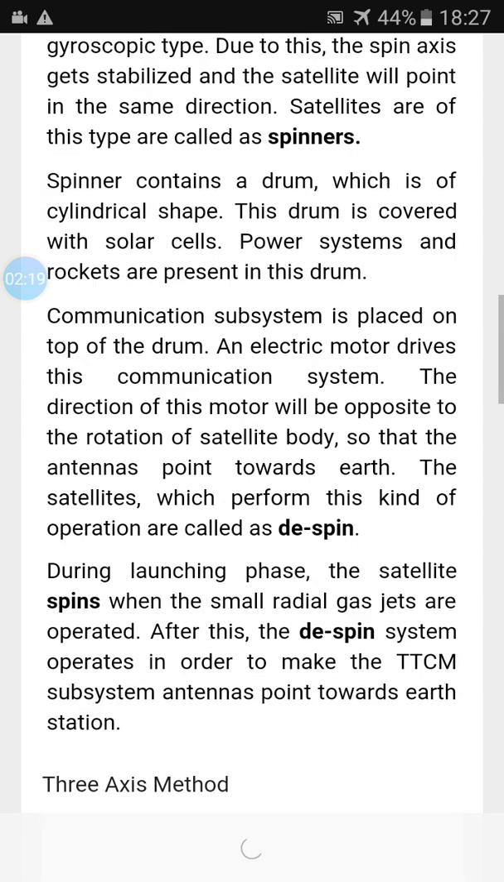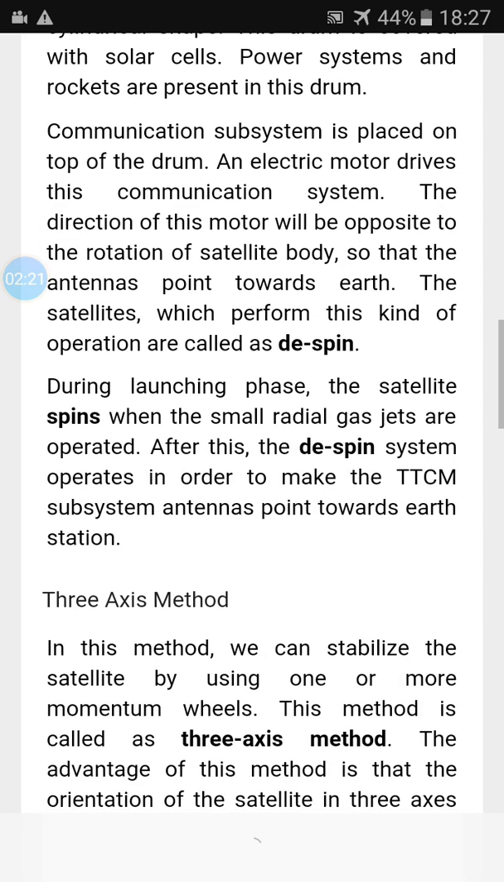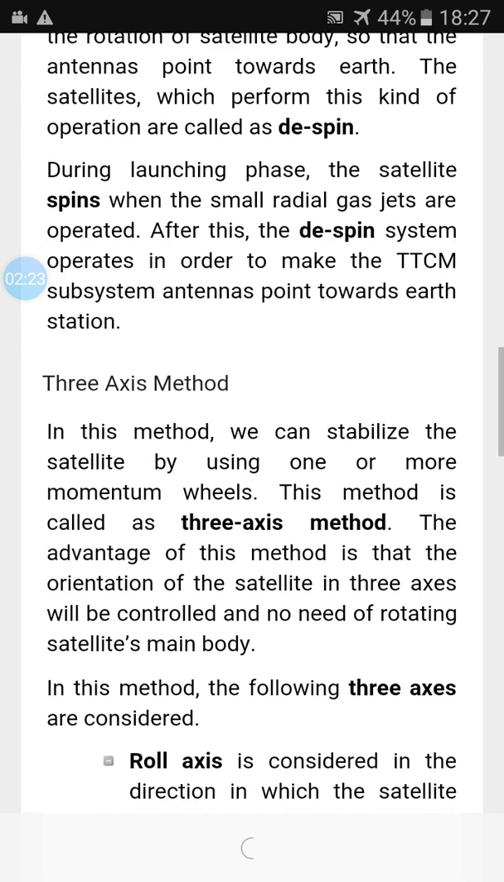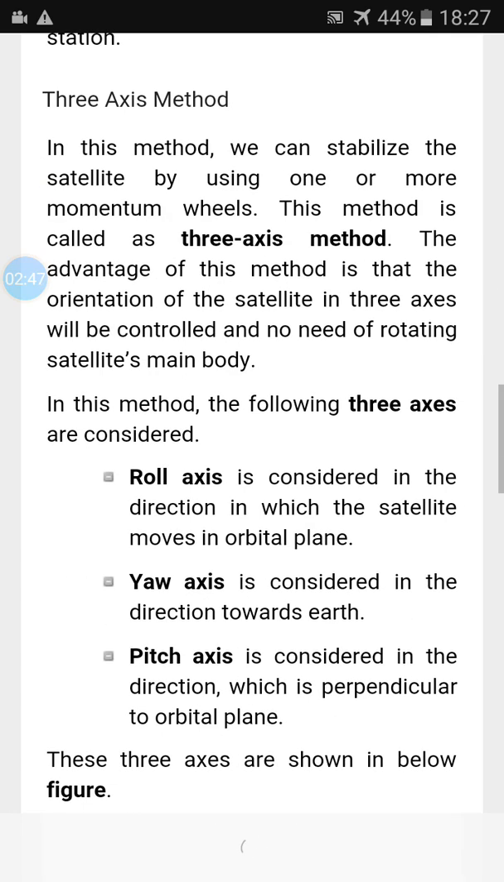Now, the 3-axis method. In the 3-axis method, we can stabilize the satellite by using one or more momentum wheels. This method is called the 3-axis method. The advantage of this method is that there is no need of rotating the satellite.